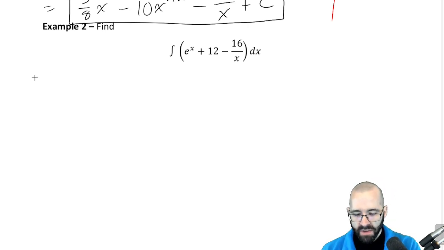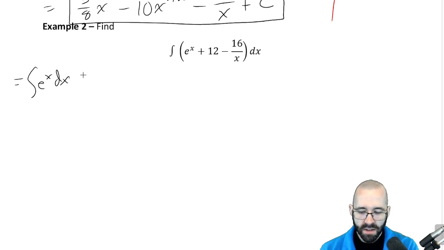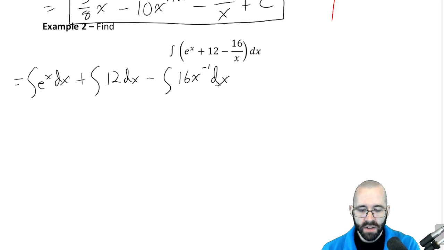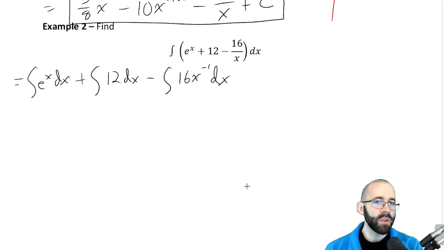This antiderivative, I'll try to do this in 2 columns. Well, let's use the rules. This is going to be the antiderivative of e to the x plus the antiderivative of 12 minus 16. Well, let's be consistent. Minus the antiderivative of 16. Let's write this as 16 x to the minus 1. Remember, dividing by x is the same as multiplying by x to the minus 1. That's what negative exponents do.